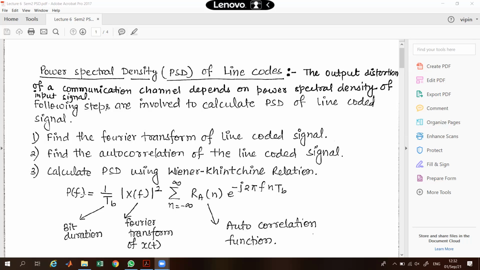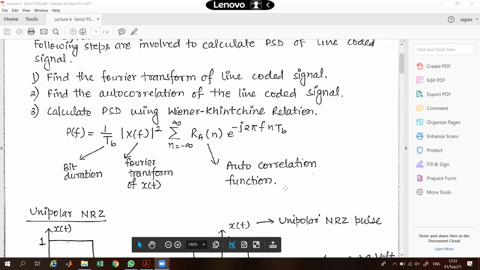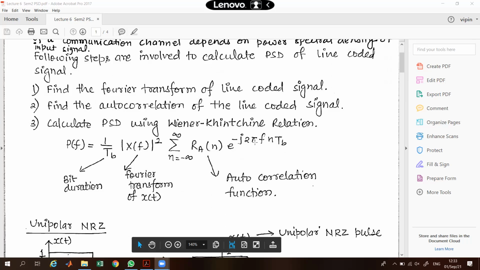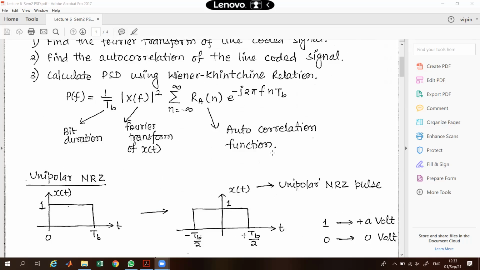is basically P(f), meaning power spectral density at a particular frequency, equals 1 divided by T_B, where T_B is your bit duration, times mod of X(f) squared. X(f) is basically the Fourier transform of signal x(t), and summation from n equals minus infinity to infinity of R_A(n), where R_A is your autocorrelation function, e raised to the power minus j2 pi f n T_B.